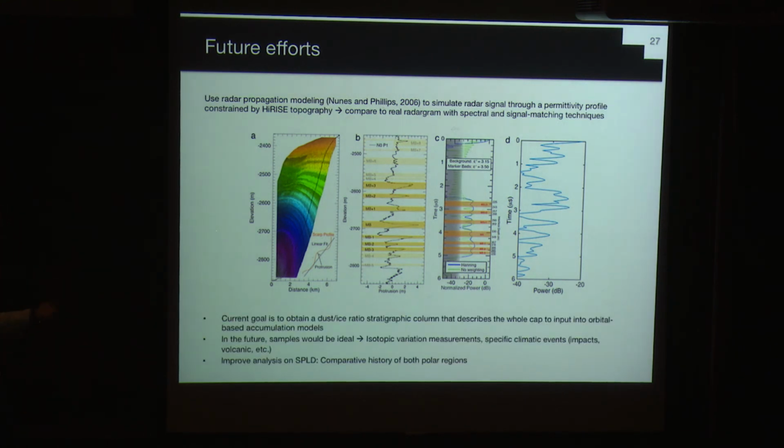And then finally, the overall goal of these stratigraphic studies and signal searches is to obtain a dust-to-ice ratio stratigraphic column that describes the whole cap, so that we can input that into orbital-based accumulation models and get a complete picture of the climate history. In the future, and this is something I hope we'll be discussing at this workshop, samples would be ideal. We can get a lot more detailed measurements.